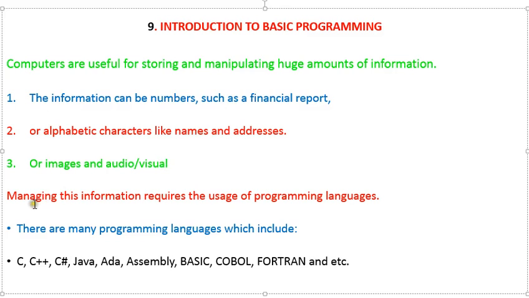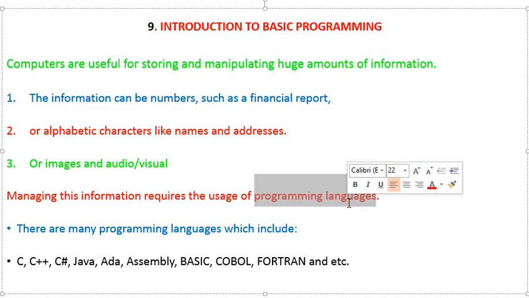So now, managing this data in the computer requires programming languages, because we define a computer as an electronic device which is programmable. By programmable, we mean it must be given a set of instructions on how to work, and that is actually what we call programming. And of course, we have different languages that we use for writing computer programs, and some of them are C, C++, C#, Java, Ada, assembly language, Basic, COBOL, Fortran, and of course there are many more.